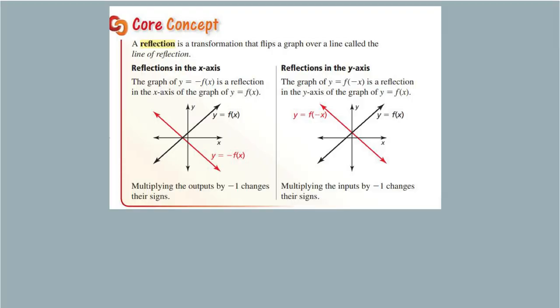Now we have the core concept of a reflection, which is a transformation that flips, again, the word flips, a graph over a line, that line of reflection. So the reflection in the y-axis happens when y equals negative f of x. Okay? Is a reflection over the y-axis, which our parent was originally what? y equals f of x.